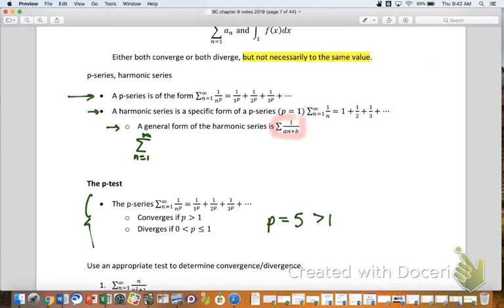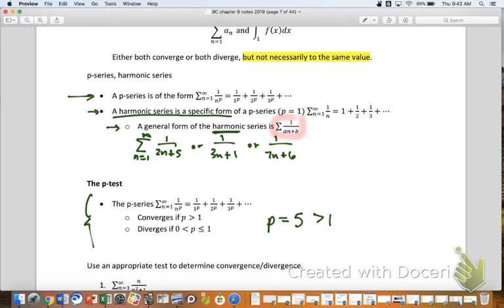If your nth term was 1 over 2n plus 5, or 1 over 3n plus 1, or 1 over 7n plus 6, you can start to see the pattern: 1 over an plus b. That is what we call a harmonic series. The most generic form of a harmonic series is when a is 1 and when b is 0. So that's what I've got up here.